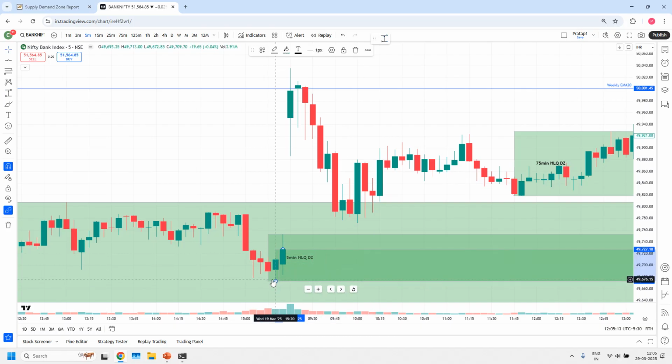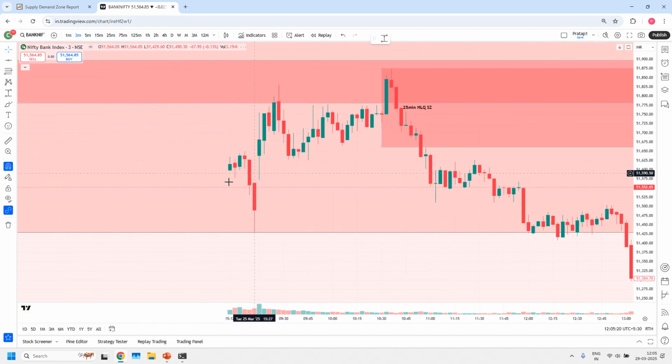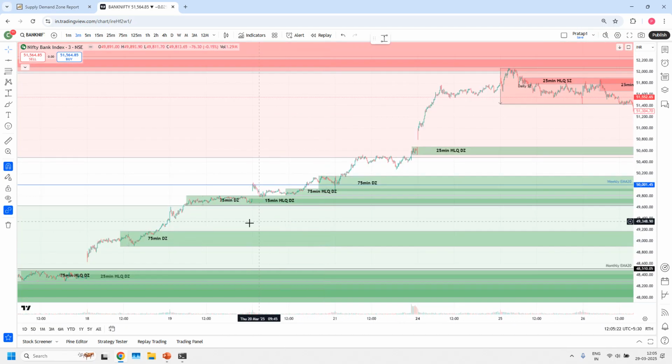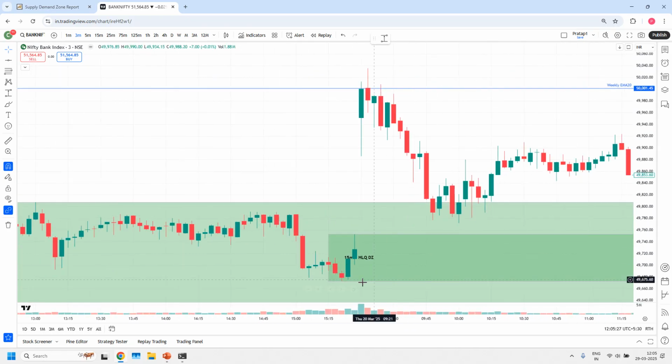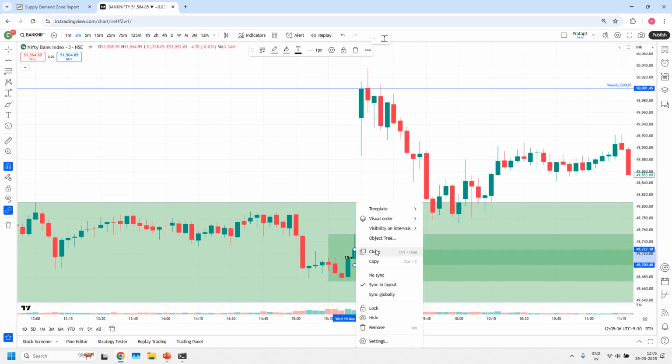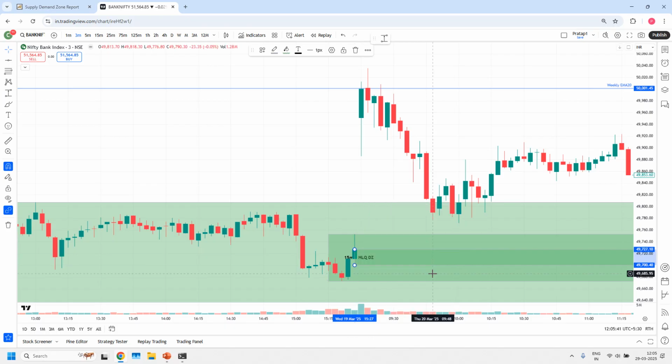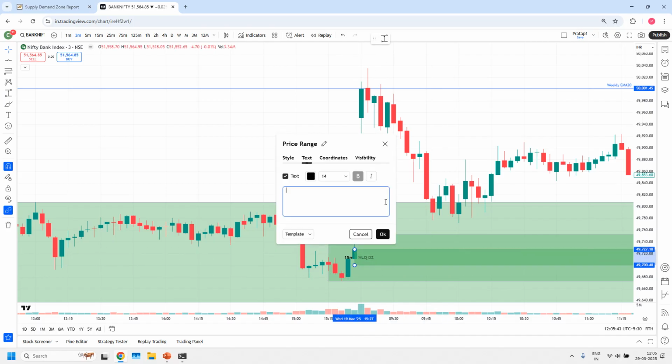Suppose you are not convinced, this is something you feel, this is an ERC candle, if you feel like it, go to 3 minutes. If you have any doubt on the structure, now you can draw perfectly. See, on 3 minutes, you have a zone. This is a 3 minutes fine-tuned zone inside the 15 minutes demand zone. This is a 3 minutes fine-tuned zone.